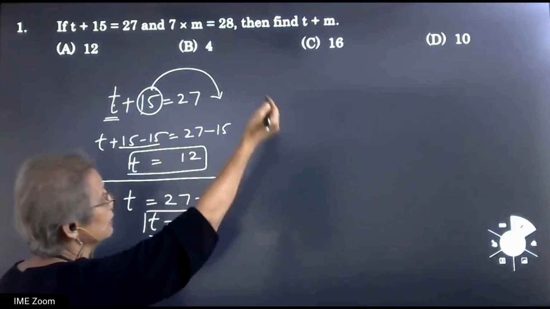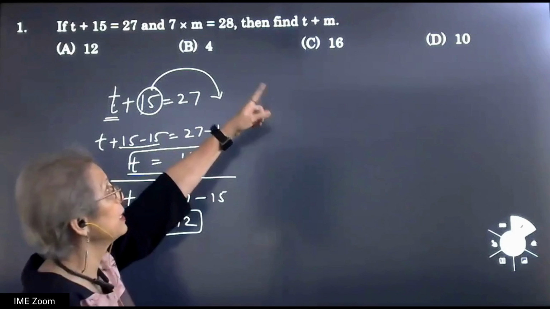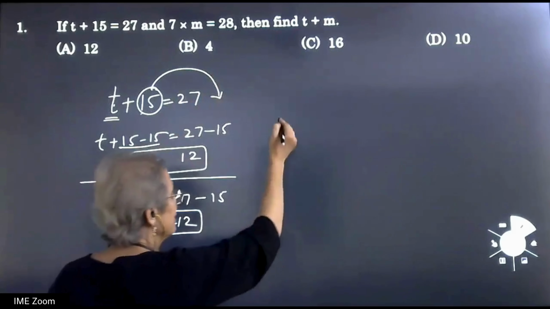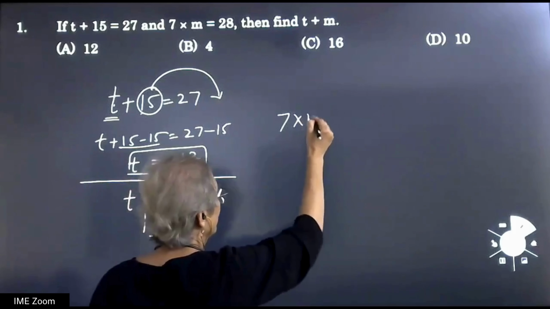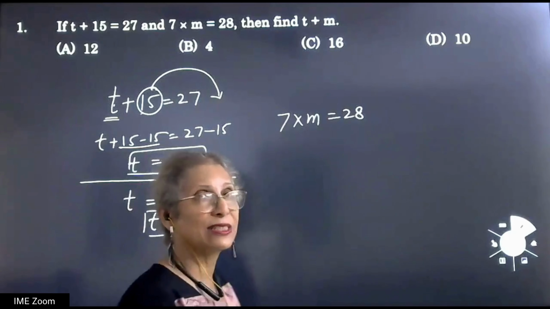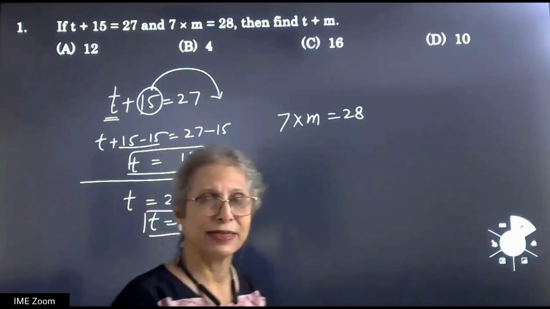Now one value we got. What we have to find out? We have to find out T plus M. So another equation is given to us. That is 7 into M is equal to 28. Now let us use the transpose method, which is the shorter, fast method.